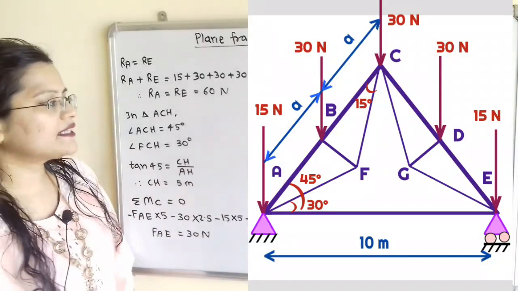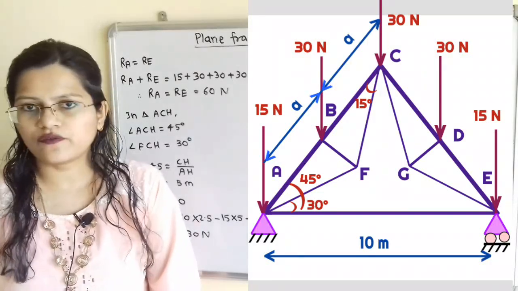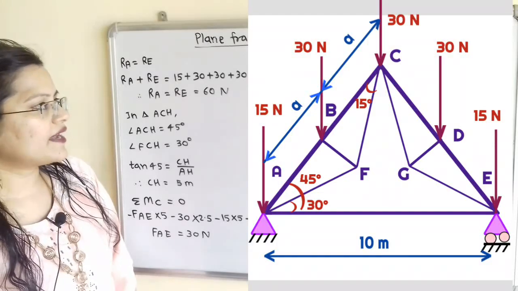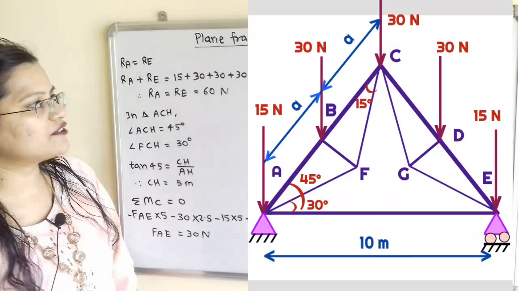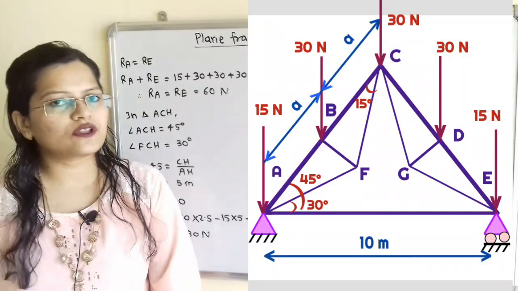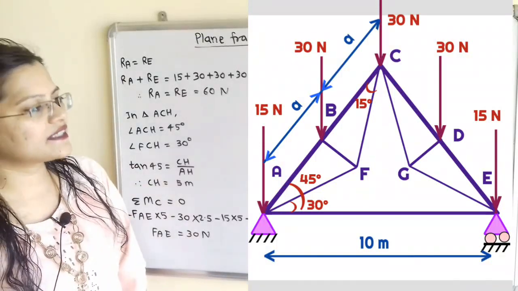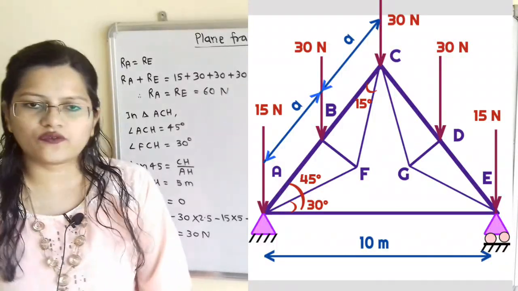At joint B there is BA, BF, BC: 3 unknown forces. At joint F there is FA, FC, FB. That means 3 unknown forces. At joint C, CB, CF, CG and CD: 4 unknown forces in the members. At joint D there are 3 unknown forces. At joint G there are 3 unknown forces.